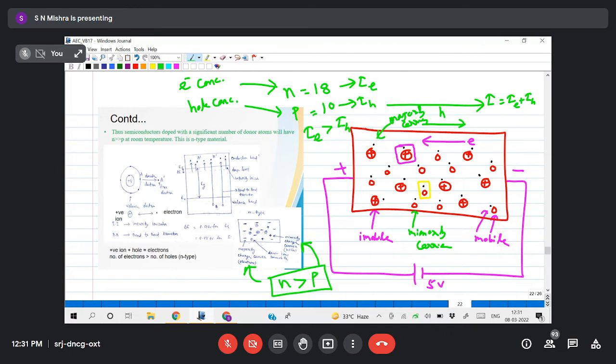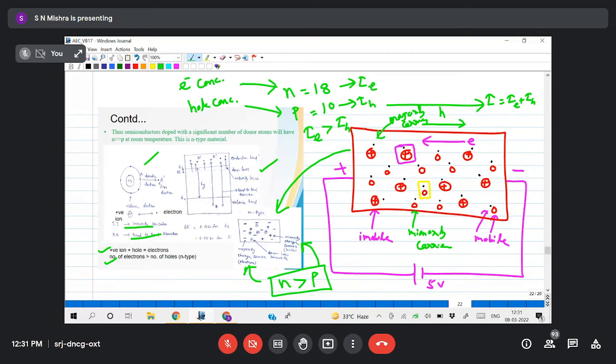Is it clear? Yes, sir. So whatever diagram I have drawn here, it is represented. This is the Venn diagram. This is the ion, and positive ion with hole, and here electron and hole I have written. So any doubt you ask me, otherwise we'll proceed to the P-type semiconductor.